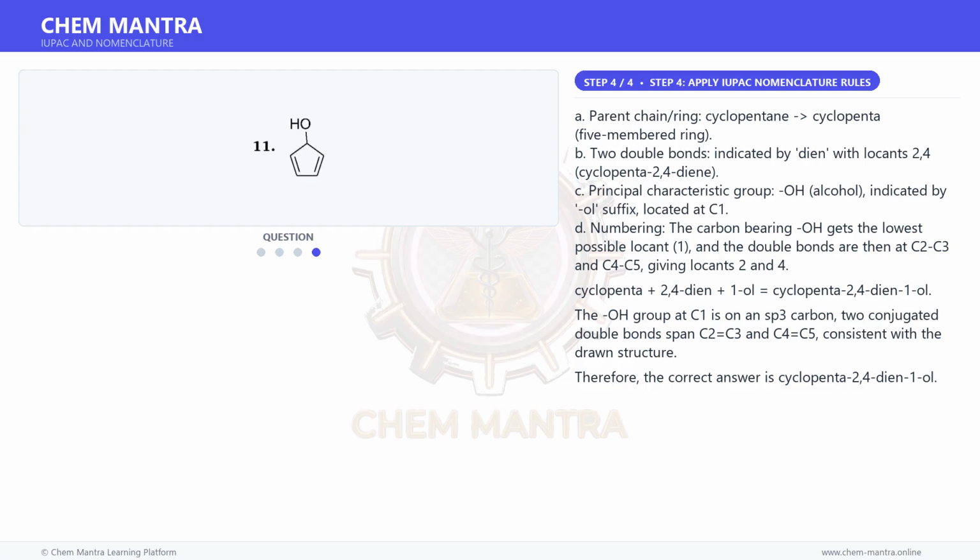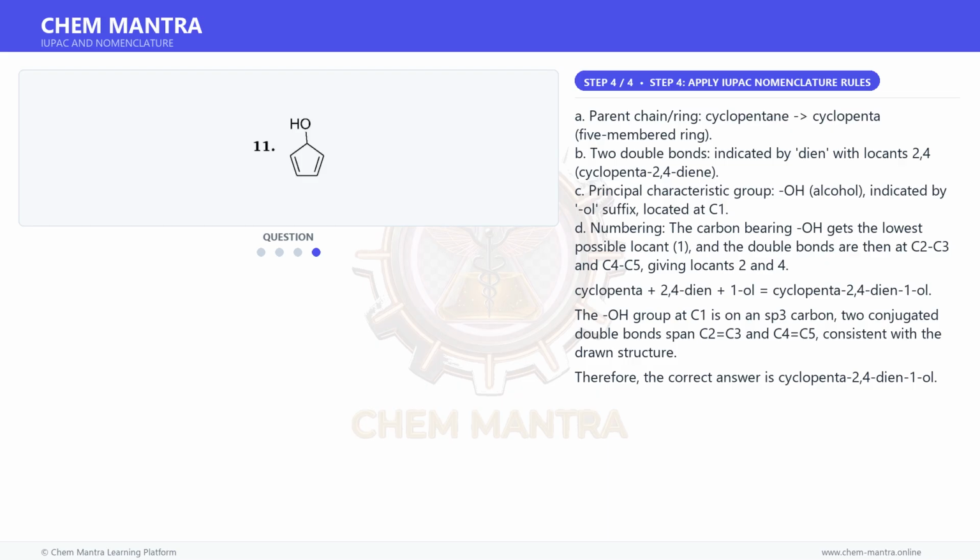A. Parent chain ring, cyclopentane, cyclopenta, 5-membered ring. B. 2 double bonds, indicated by diene with locants 2, 4, cyclopenta-2,4-diene. C. Principal characteristic group, OH, alcohol, indicated by the ol suffix, located at C1.